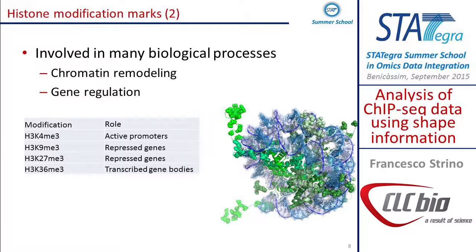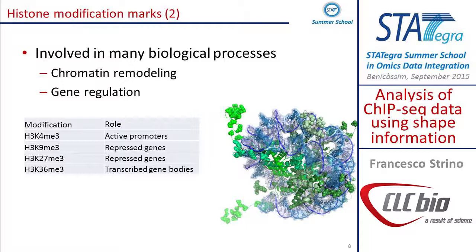H3K4 trimethylated. This means you take histone 3, lysine 4, and you modify it with 3 methyl groups. This is correlated to active promoters. So very often, if you see promoters of genes that are transcribed, you will have a peak of K4 trimethylation. K9 trimethylated, on the other hand, is a constitutively repressed gene. So there are genes that will never be expressed, and the chromatin is really tightly packed.